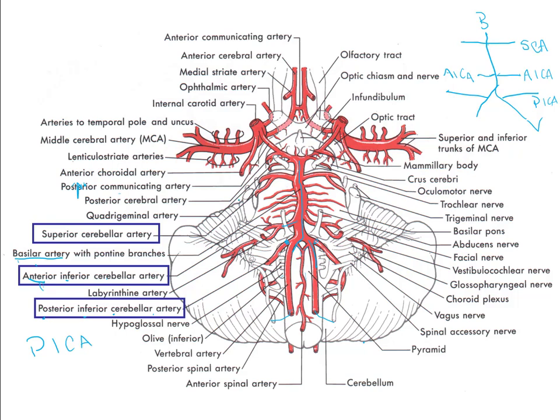What cranial nerve is this peeking through? 3. So if the superior cerebellar is just caudal to 3, where would it sit? Pons, midbrain, medulla. It's just caudal to 3. So it sits at the upper end of the pons, okay?